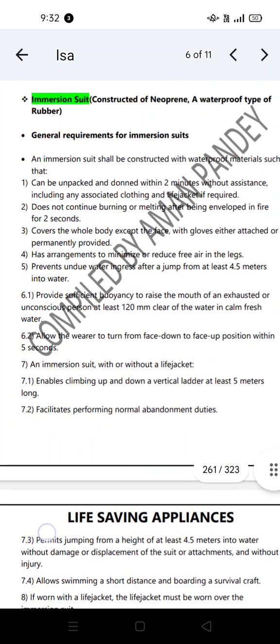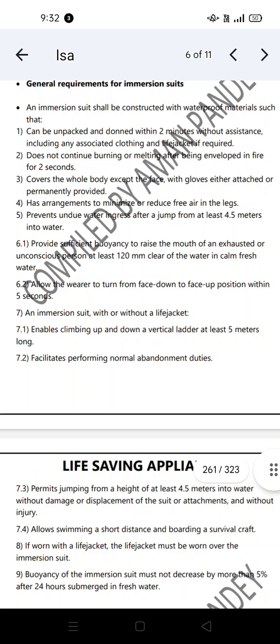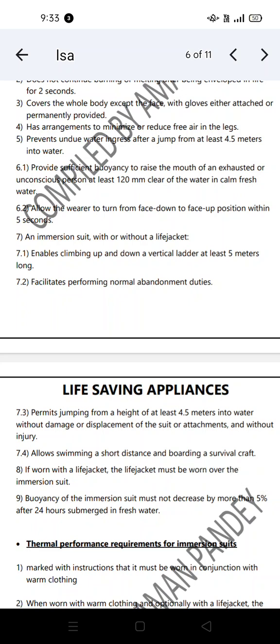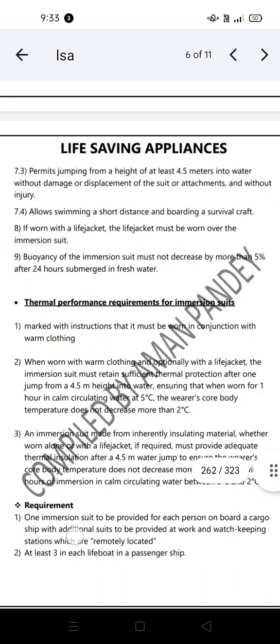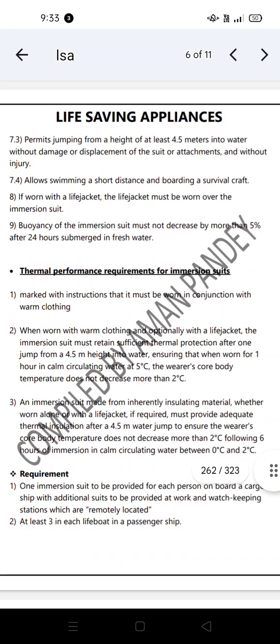It should be possible to don it without resistance, and the wearer should be able to turn from a face down to a face up position within 5 seconds. So this is all about the immersion suit.